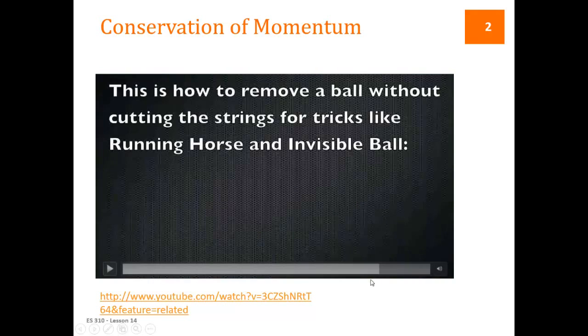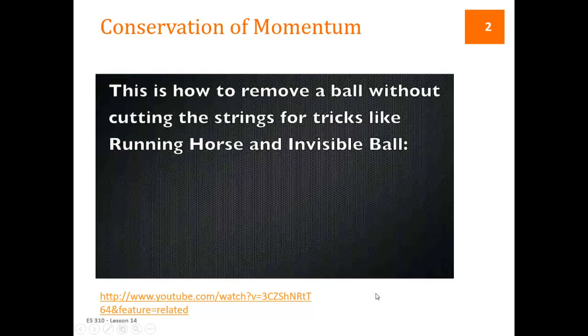So all of those tricks involved with those balls have to do with conservation of momentum, which is what we will be learning about today. So keep those tricks in mind as we cover the content for today.